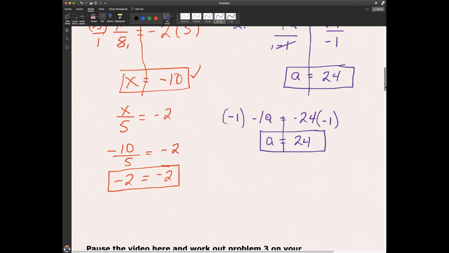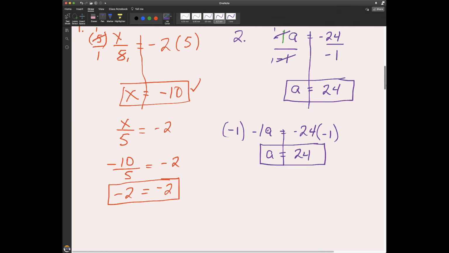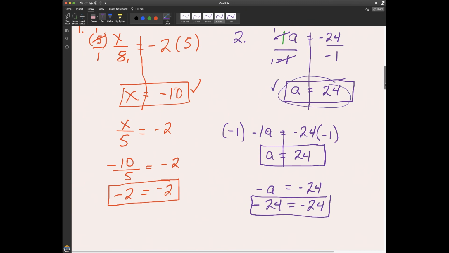And we need to check our answer just to make sure we got it right. So I have -a equals -24. And I substitute for a, so I have -24 equals -24, right? So that works. And so 24 is the solution to the equation.